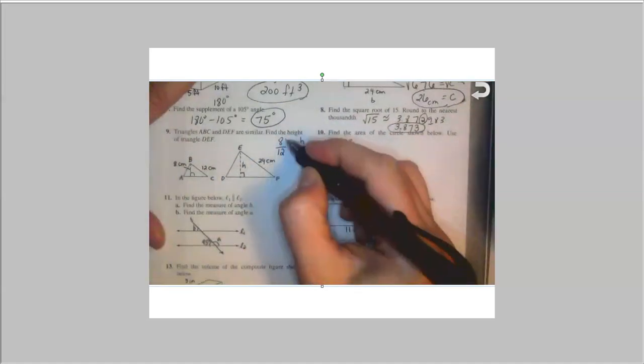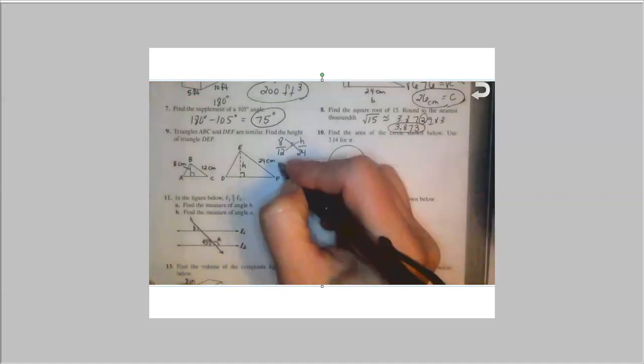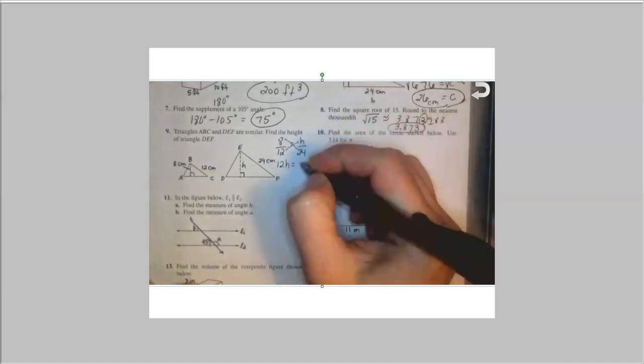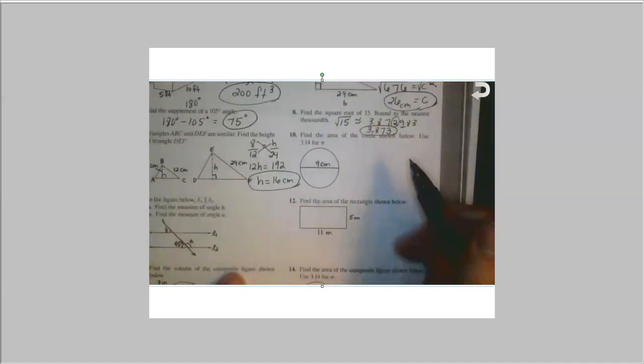And we learned in a previous chapter that we can solve proportions by cross multiplying. 12 times h will equal 8 times 24, and that is 192. And then I'll divide both sides by 12. So 192 divided by 12 would give us a height of 16 centimeters. Okay, so corresponding side lengths are proportional in similar polygons. Number 10, we have another circle, and it asks us to find the area of this circle.